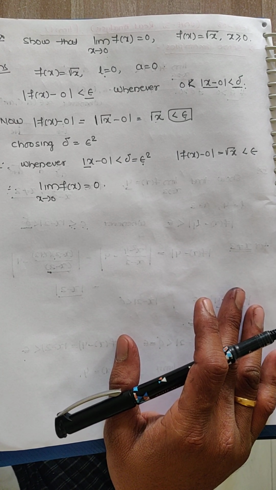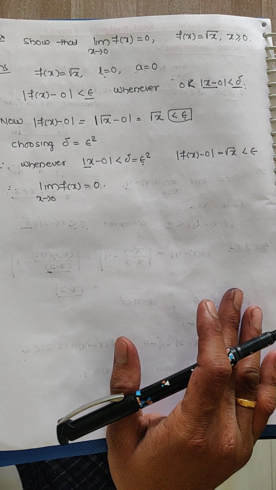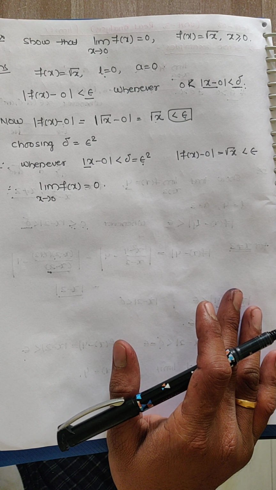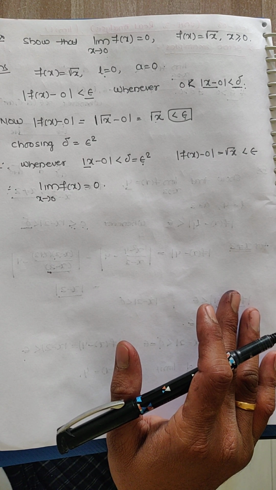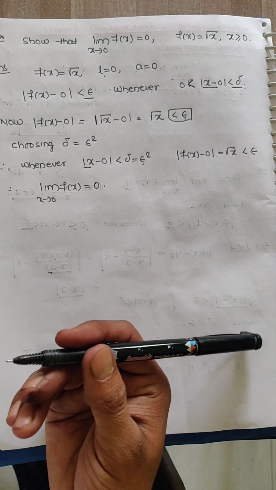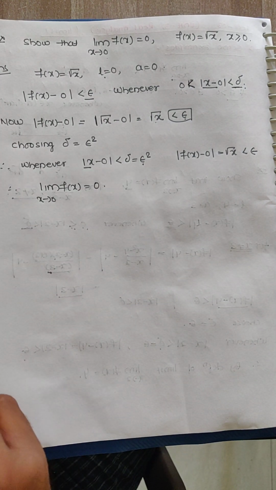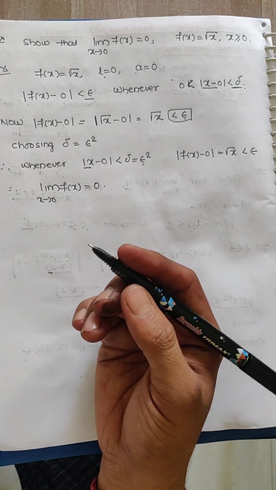Now the thing is very clear, when we are not given the L, we are just given the function f(x) and the point x tends to a. In that case, what about the existence? Does it exist or not? If it exists, where does it go to?